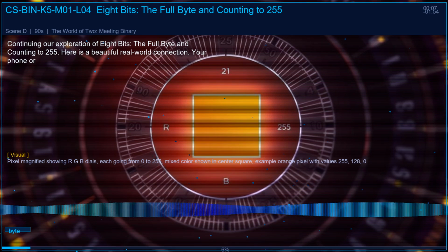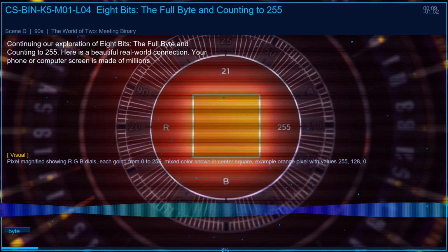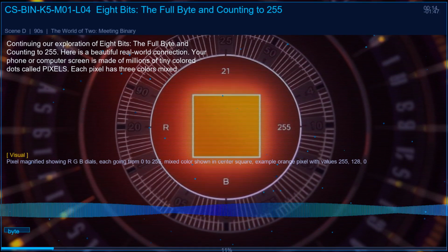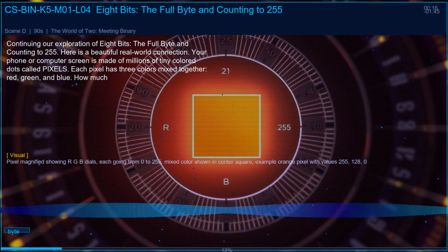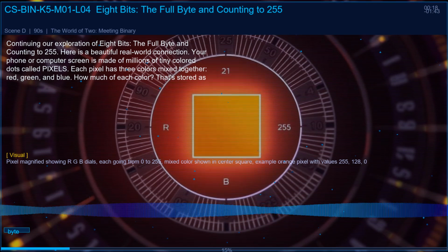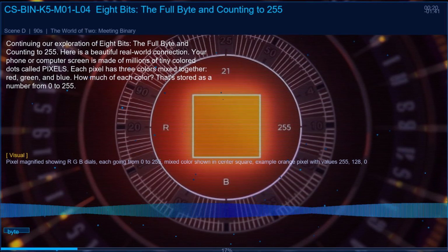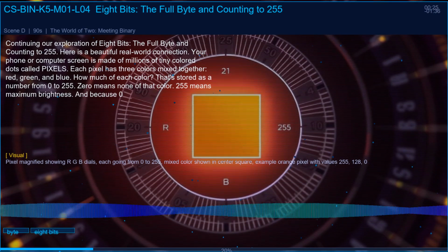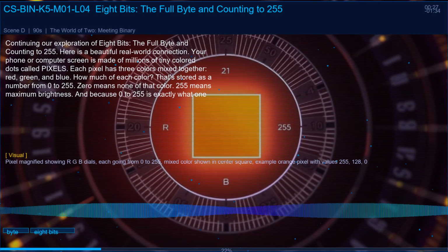Here is a beautiful real-world connection. Your phone or computer screen is made of millions of tiny colored dots called pixels. Each pixel has 3 colors mixed together, red, green, and blue. How much of each color? That's stored as a number from 0 to 255. 0 means none of that color.